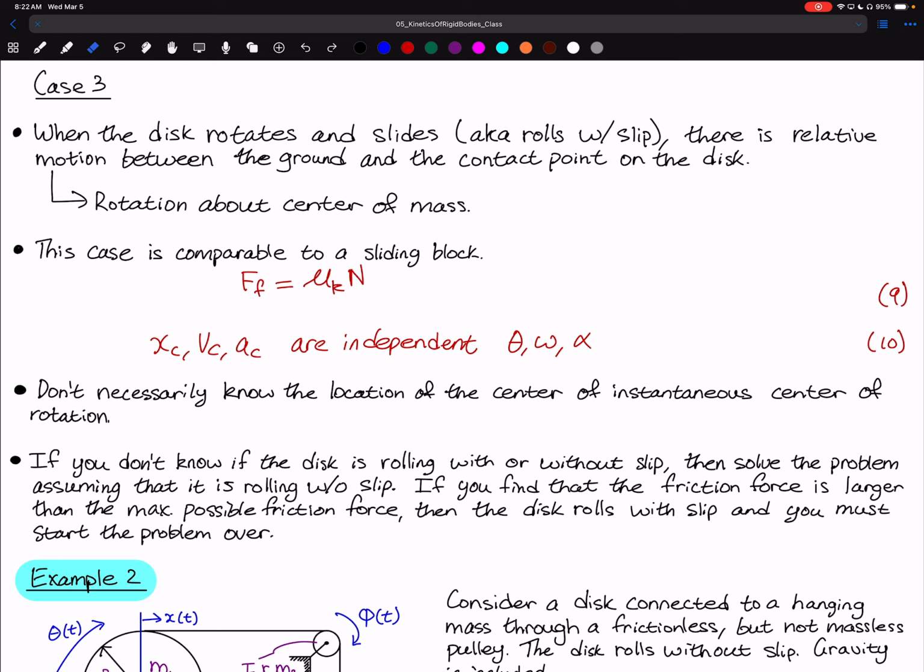If you find that it's larger than this maximum static friction force, then you need to go back and restart the problem, using the equations for rolling with slip.